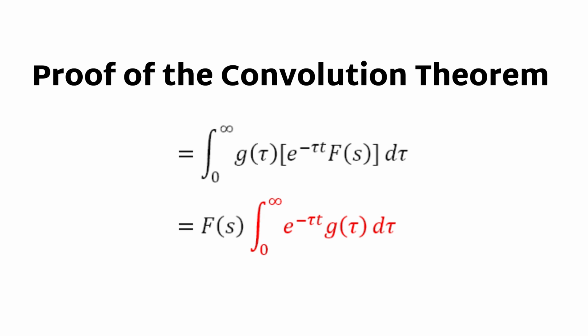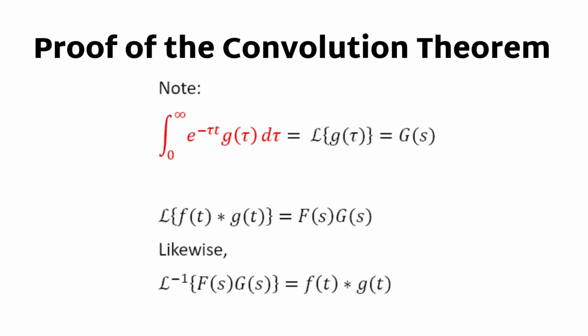Now, same thing that happened earlier. We're just taking the Laplace transform of the tau function. The answer will be G of s. Now that's how these equations were derived.